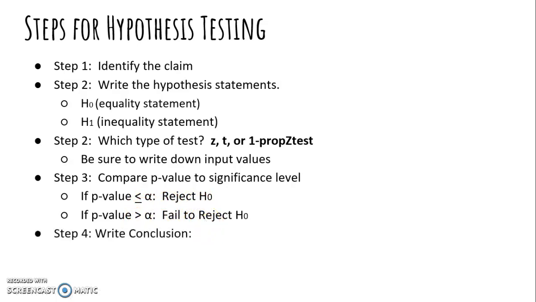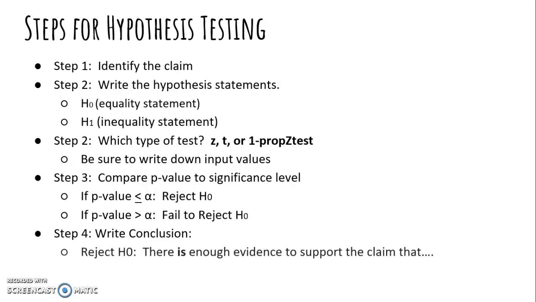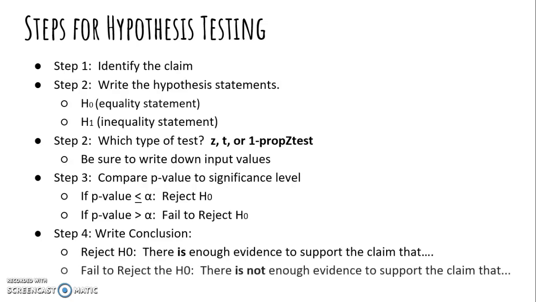And then once we do that, we write the conclusion based off of whether we rejected or failed to reject the null. Most of the time, this little template here will work. If we reject the null, we say there is enough evidence to support the claim that, and then be sure to use the context from the problem to explain what the claim was so that we know what we're supporting. And then if we fail to reject the null, then that means there is not enough evidence to support the claim that, insert claim.